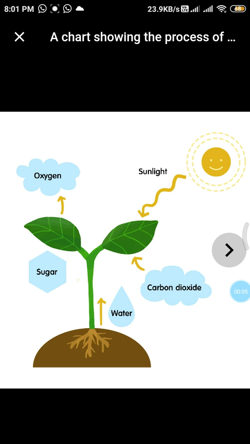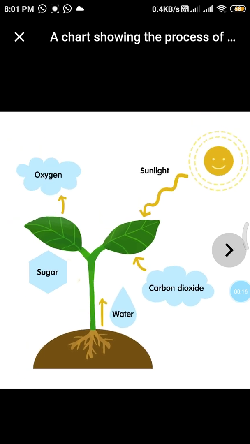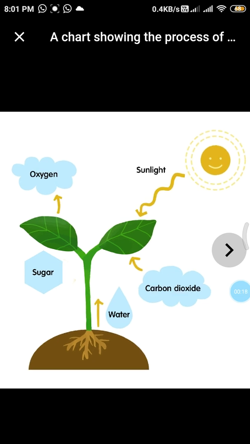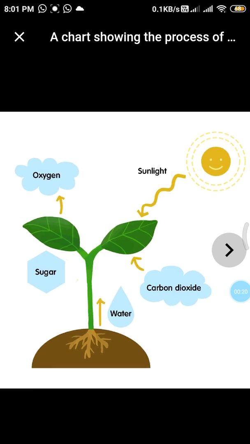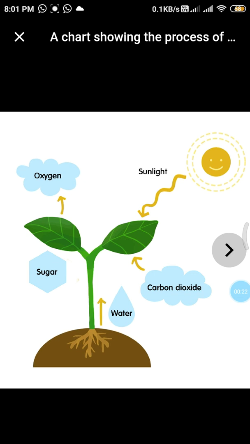In last class, you learned about the parts of a leaf and their different functions, how these parts are helping in a leaf, right? So in today's class, we'll see what a plant is actually doing with the help of leaves.